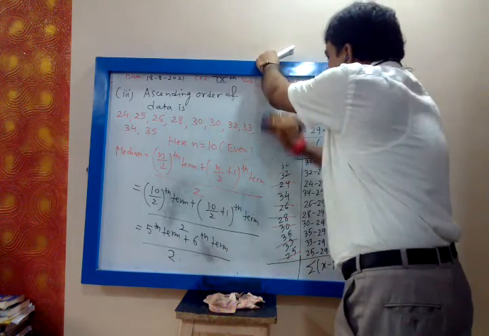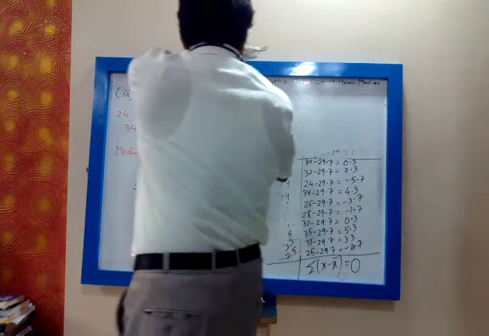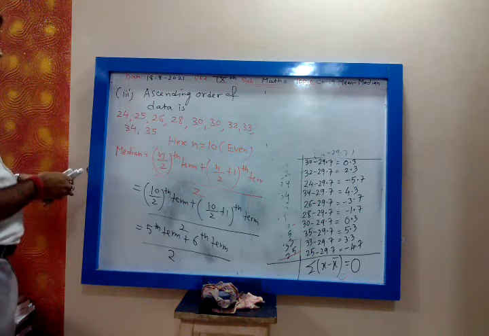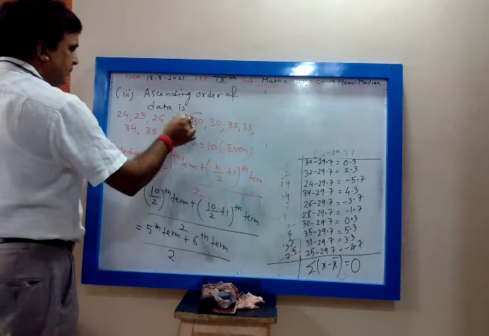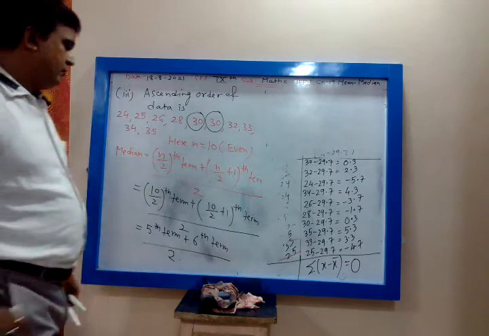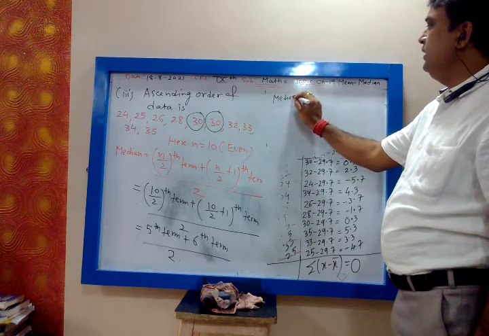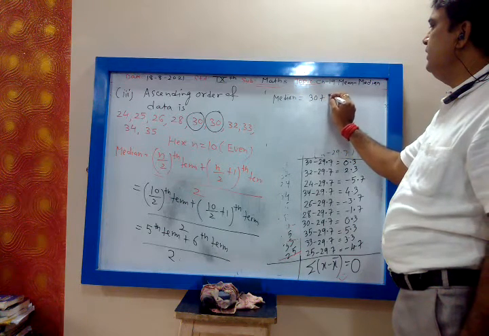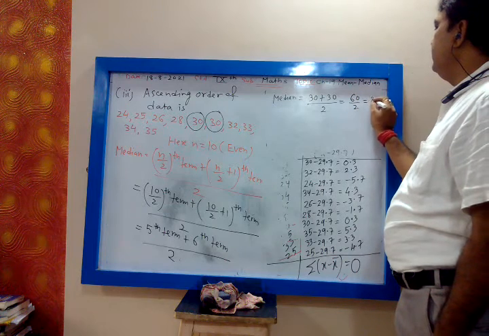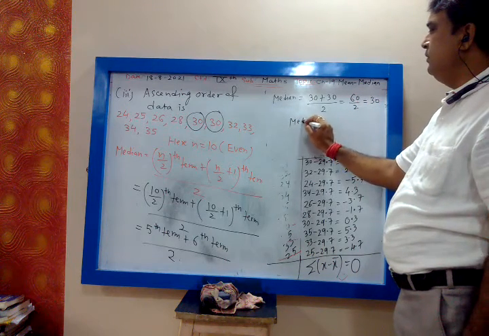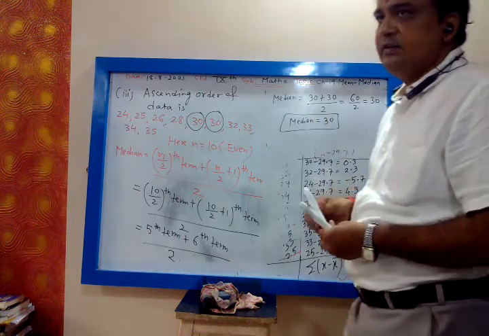So now you see which is the fifth term of the observation: 1, 2, 3, 4, 5. Fifth term, sixth term. So the median is: the fifth term is 30, the sixth term is 30, divided by 2, that is 60 divided by 2, that is 30. So the median value of this observation is 30.